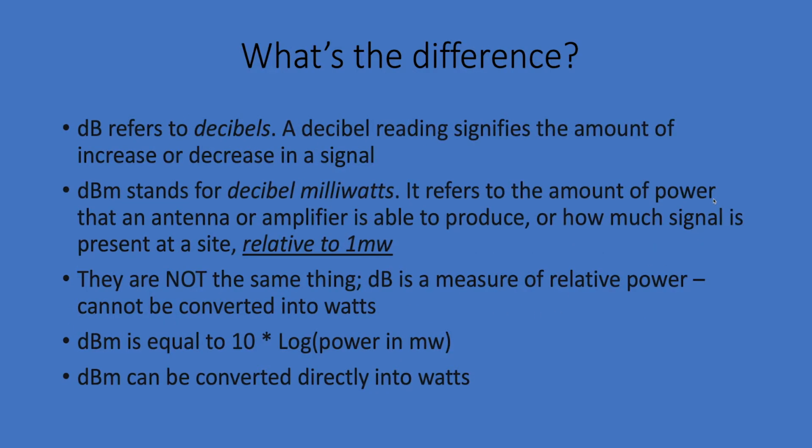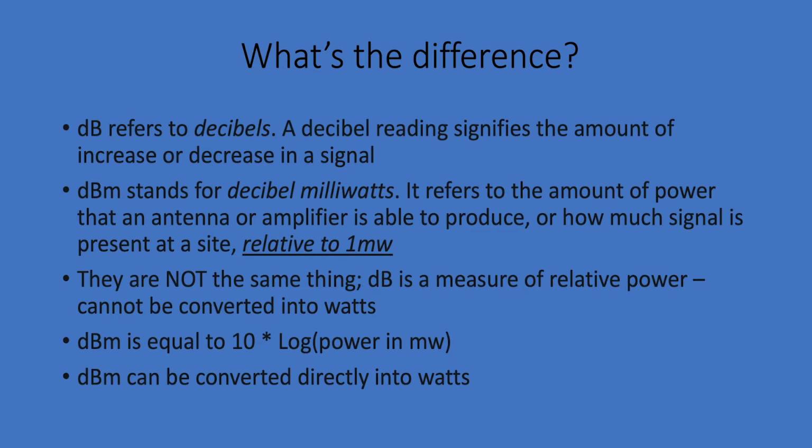So the difference is dB refers to decibels. A decibel reading signifies the amount of increase or decrease in a signal. That's all it is. It's not specifically a unit on its own. You can't convert dB to something because it's not something. It's a dimensionless unit. dBm stands for decibel milliwatts, which is commonly what we refer to in amateur radio when we're talking about dBs and dBms.